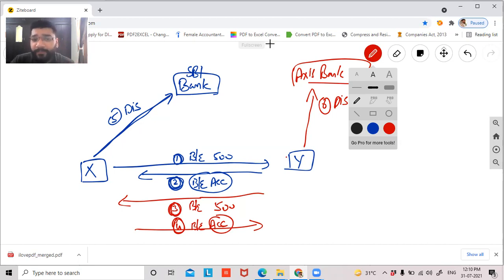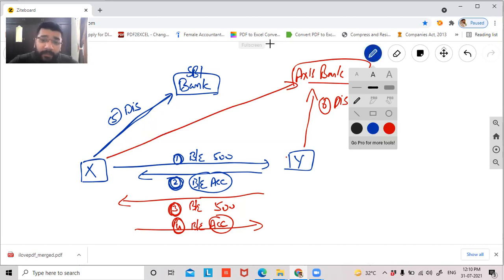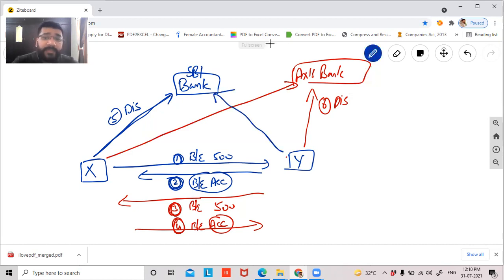Now tell me, guys, X will make the payment on the due date to which bank, and Y will make the payment on the due date to which bank? X will make the payment of the bill to which bank? Axis. Guys, X will have to make the payment to Axis Bank, and Y will have to make the payment to SBI Bank. Any confusions?